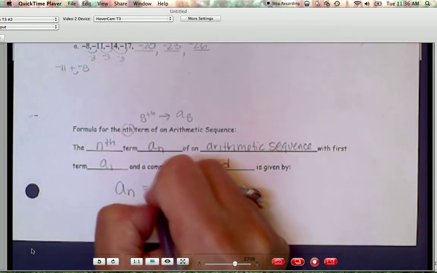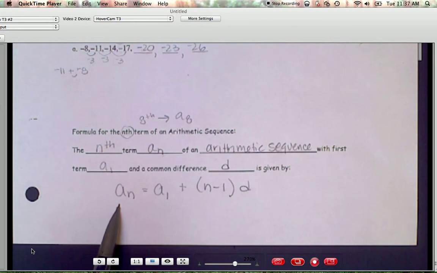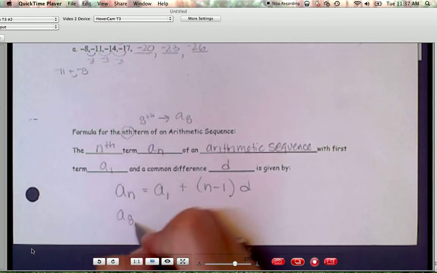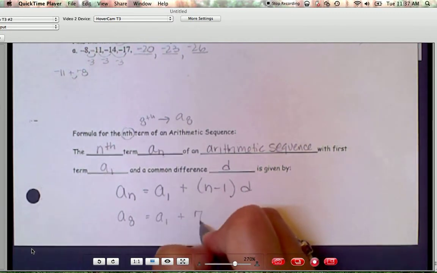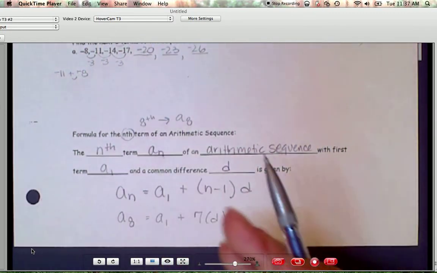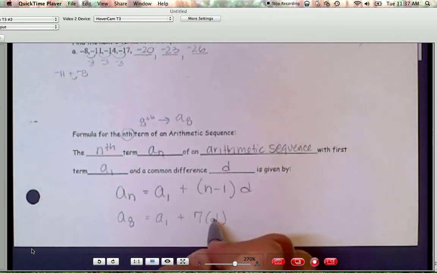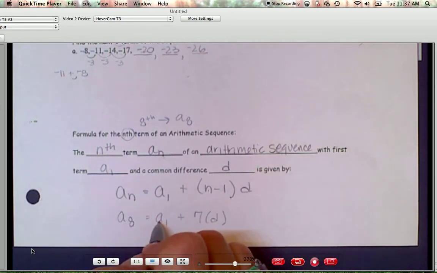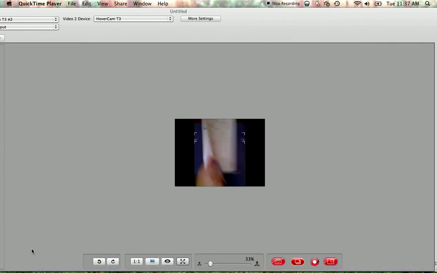A sub n equals a sub 1 plus n minus 1 times d. So if we want to find, for example, the 8th term, we would plug in 8 for n. A sub 8 equals a sub 1 plus 8 minus 1, which is 7 times d. But we still can't figure out all of this because we actually need to know what the first term in the sequence is and what the common difference is. So whatever term you're trying to find, you plug that in for n. And then you also have to plug in the first term and the common difference. All right? So let's try a couple examples on the back using this formula.